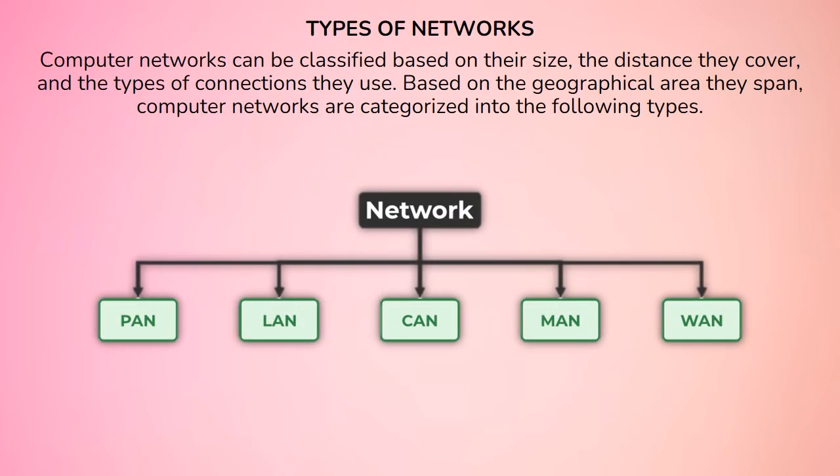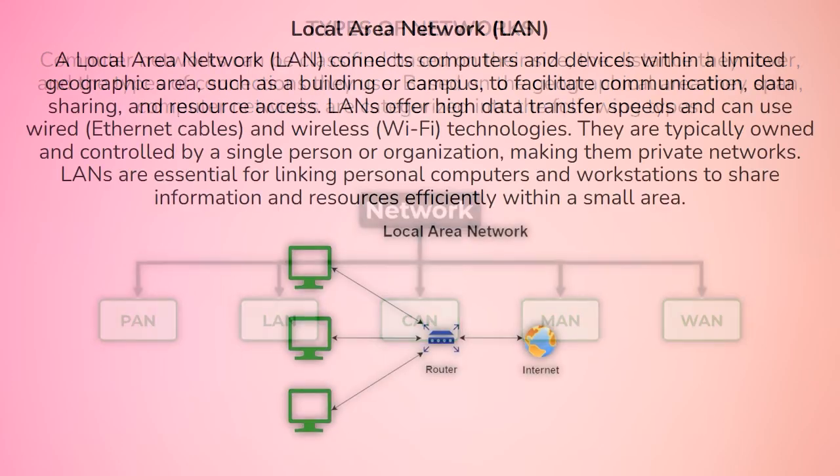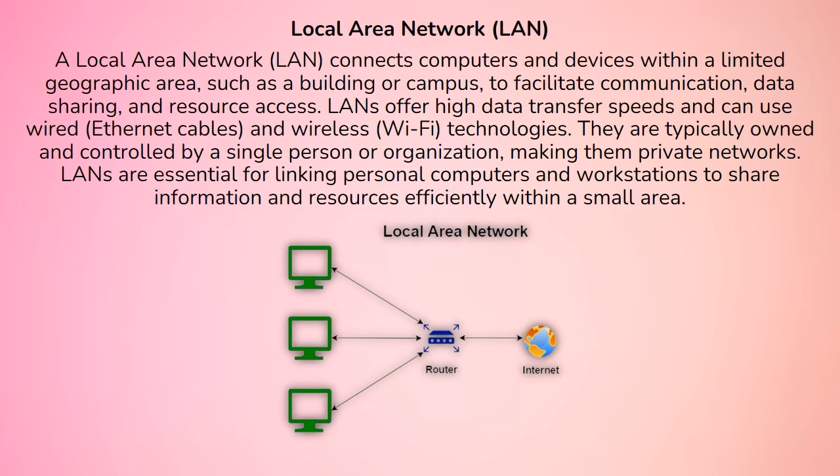Types of networks. Computer networks can be classified based on their size, the distance they cover, and the types of connections they use. Based on the geographical area they span, computer networks are categorized into the following types. Local Area Network, LAN. A local area network, LAN, connects computers and devices within a limited geographic area, such as a building or campus, to facilitate communication, data sharing, and resource access.